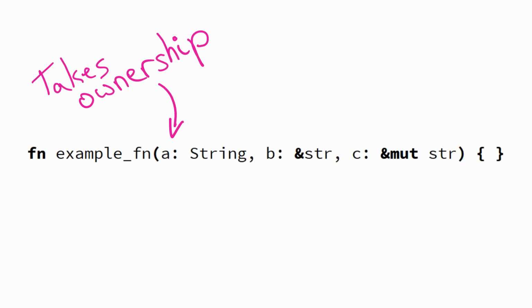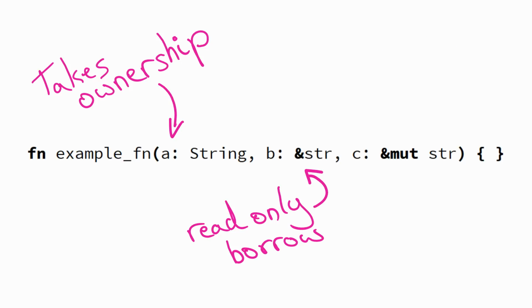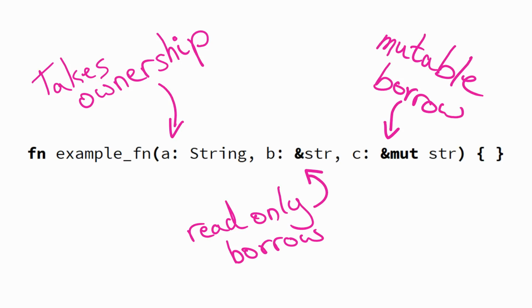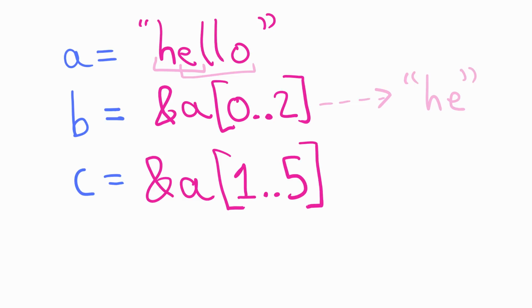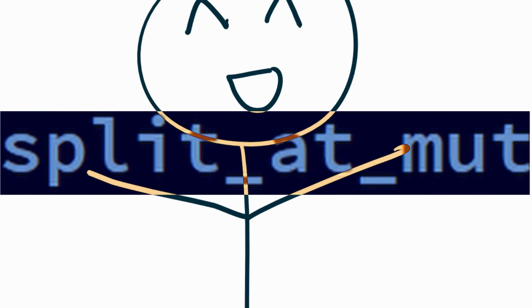The caller of a function can see which arguments take ownership, which are read-only borrows, and which are mutable borrows just from the type signature. There's really only one other borrowing concept, and that is borrowing slices of a vector or list. Here you borrow a portion of a string or vector, and then the same rules apply. You can even grab non-overlapping mutable slices to a vector by using the method split_at_mut. Great for your quicksorts, am I right?